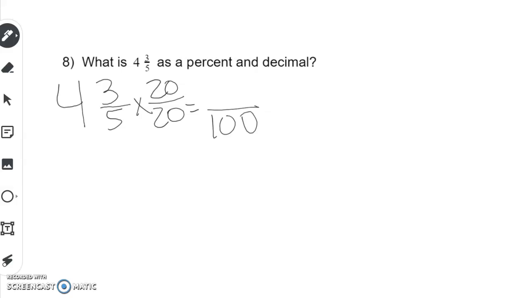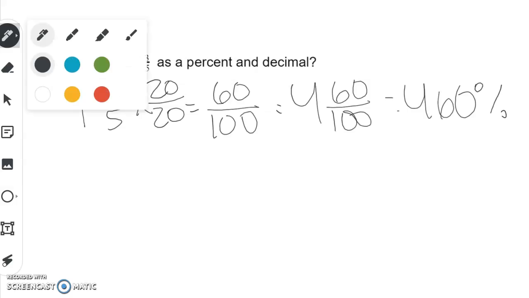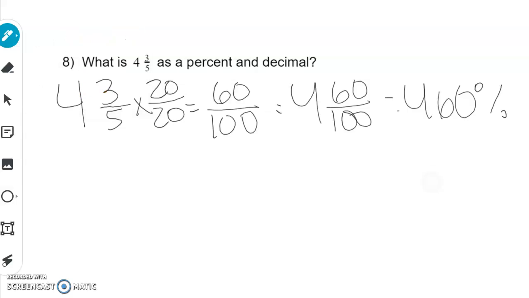So 3 times 20 is 60. So this is, as a fraction, 4 60/100, which would be then 460%. Then all I have to do is rewrite that as a decimal. To turn that into a decimal, I just move that decimal point 2 spaces, and that's going to get me 4.60 as a decimal.